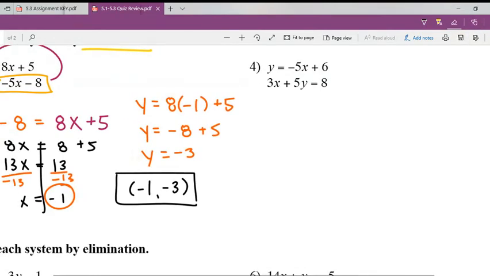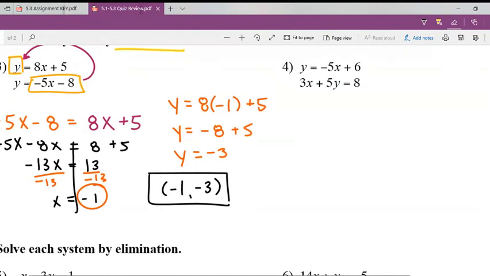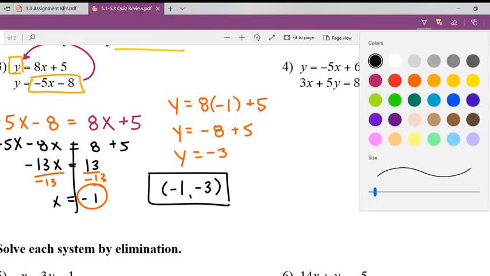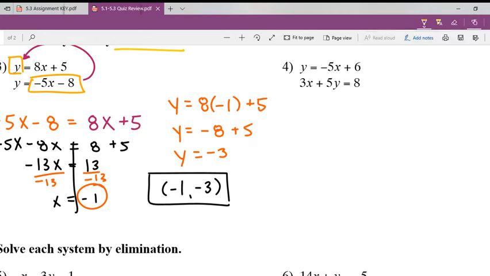So for number 4, this one's a little different. Instead of having them both be y, one equals y, and one's just another equation. So what you're going to do, if one of them is y, take the one that is y, and we are going to plug it in. We're going to take what our y is, which is -x plus 6, and we're going to plug it in where we see y in our other equation.